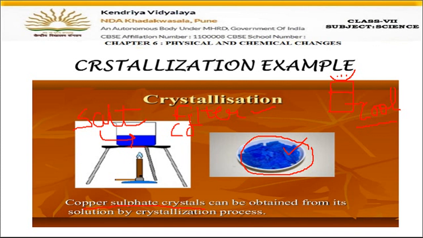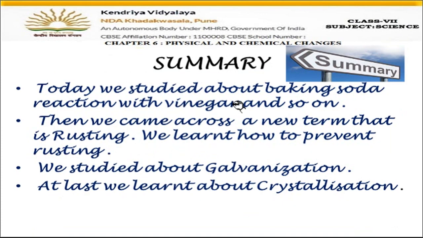Okay, so let us now summarize what we have done. We have studied the baking soda and vinegar reaction, then what is rusting, galvanization, and what is crystallization. Fine. So I hope all the concepts will be clear to you. If any doubt, you can ask anytime.